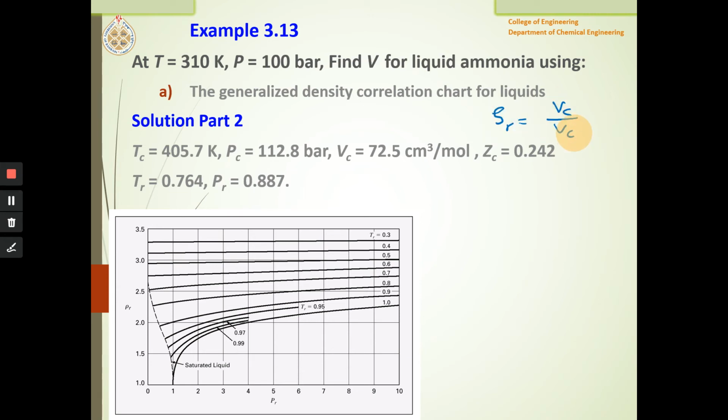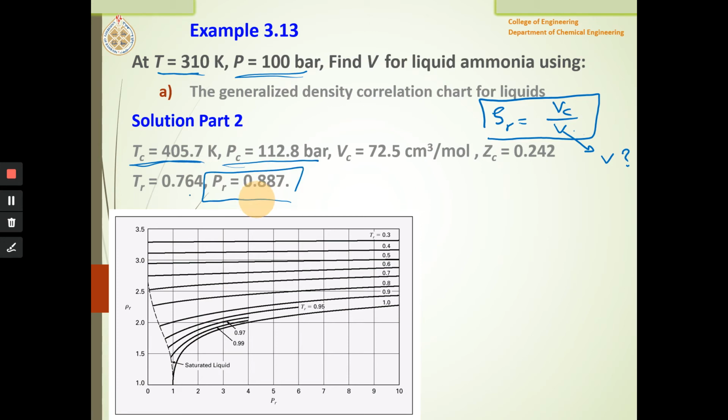It relates the critical V with the V, and then I need to find the V because this is the unknown. Simple as this. Of course, from the question I have the temperature and the pressure, and from Appendix B1, I have the critical temperature and the critical pressure. In this case, PR and TR are ready for me, which is TC over T and PC over P. Wonderful. So what I did, I came to the chart here.